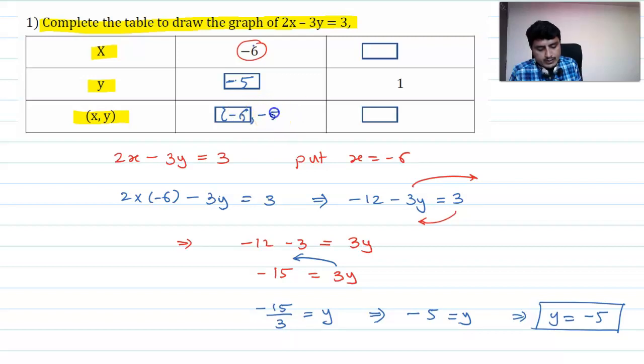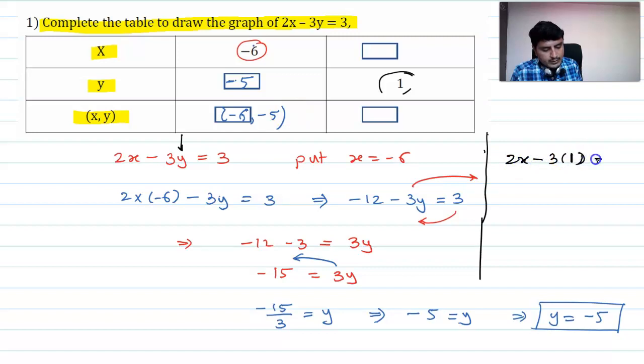So let's look at the next values. We have given that the y value is 1, and for that we have to evaluate the x value. So what shall we have to do? The same thing again. Let us assume the value of y that we have given, that is 1. Once we replace y by its value 1, we have 2x minus 3 into 1 is equal to 3. 3 ones are 3, so 2x minus 3 equals 3.